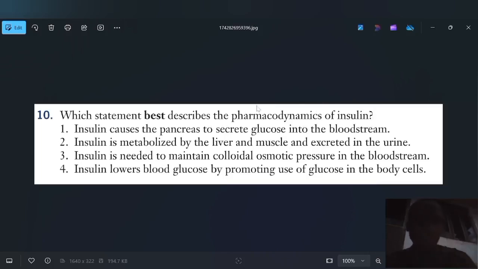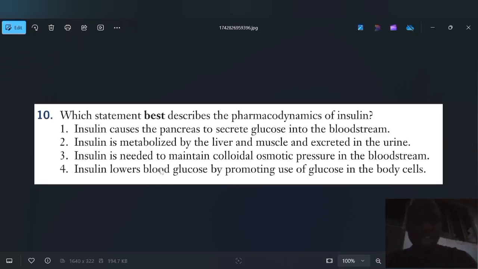First read the options. Number 1, insulin causes the pancreas to secrete glucose into the bloodstream. Number 2, insulin is metabolized by the liver and muscle and excreted in the urine. Number 3, insulin is needed to maintain colloidal osmotic pressure in the bloodstream. Number 4, insulin lowers blood glucose by promoting use of insulin in the body cells. What do you guys think is the answer? How are the pharmacodynamics of insulin? Alright, ladies and gentlemen, the best answer was number 4.